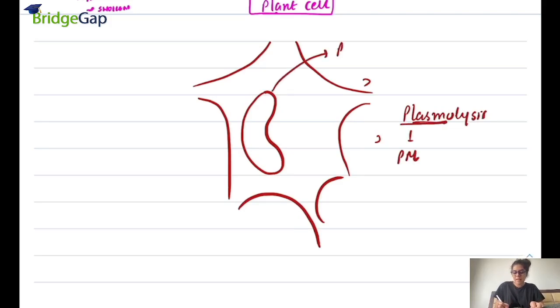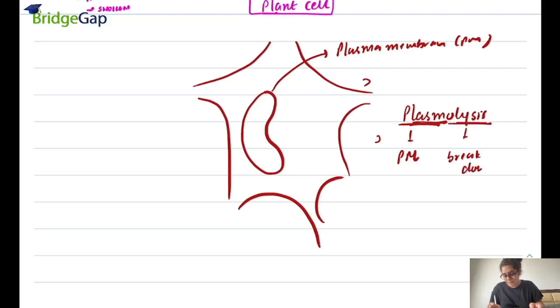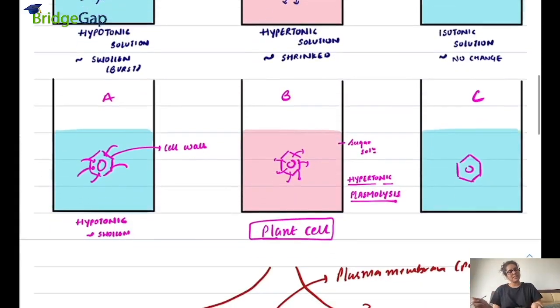Plasmo, that means plasma membrane. This membrane is plasma membrane. I'm writing in short as PM. So plasma membrane is losing the water. The water has gone outside, but nothing happened to the cell wall. The cell wall is still the way it was. So plasma membrane, lysis, breakdown. Lysis means breakdown. Breakdown of plasma membrane is plasmolysis. Clear? So in case of a plant cell, we don't use the word shrink. We use the word plasmolysis.